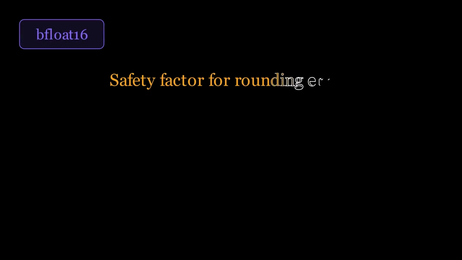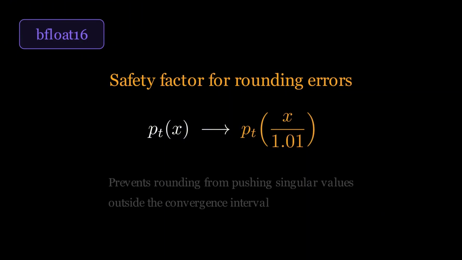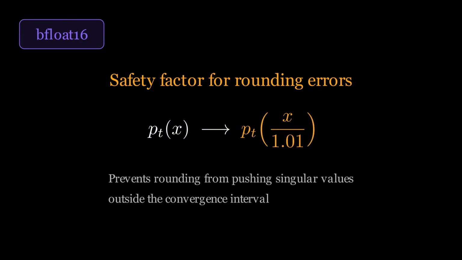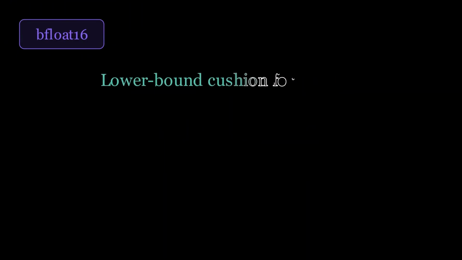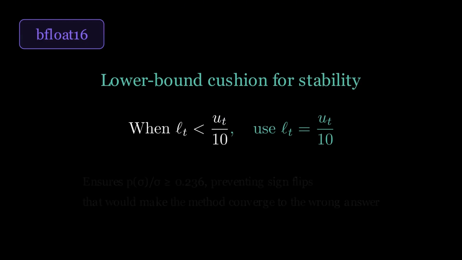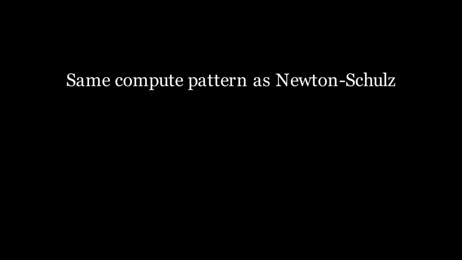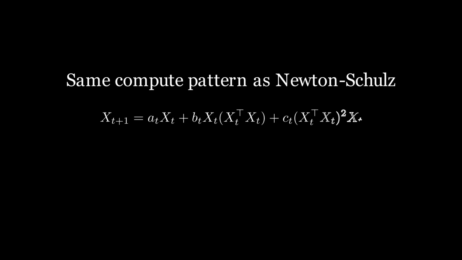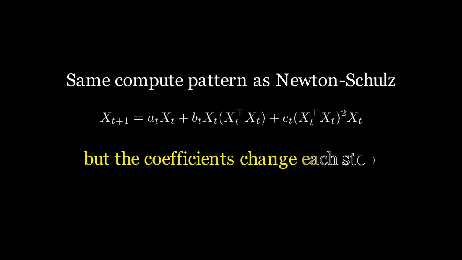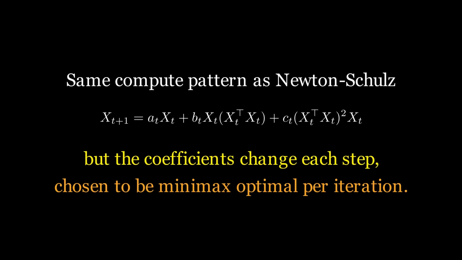In bfloat16 precision, they also divide by a small safety factor like 1.01, so rounding does not push you outside of the stable interval. And they include small stabilizers so that the minimax polynomials behave nicely in low precision. So overall, it's the same compute pattern as the original Newton-Schulz, but the coefficients change every step, and the schedule is chosen to be optimal per iteration.